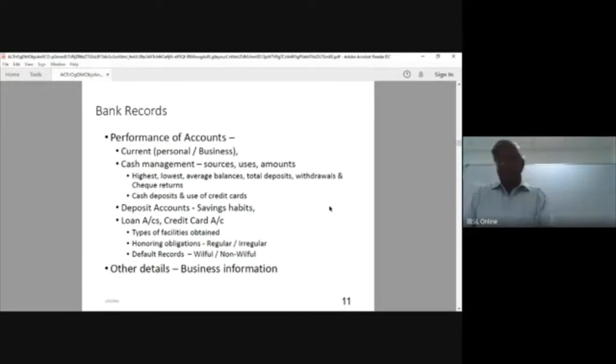Then other details, various other business information. Now, of course, central bank instruction, know your customer. There also you are collecting information. Know your customer, that is under central bank instruction. All bank branches are collecting it from their customers. So other details, the business information about the customer, you can collect for you to analyze. So these are the various sources we are discussing now.